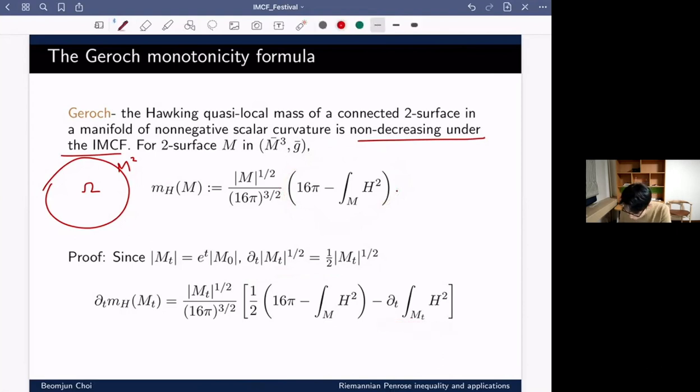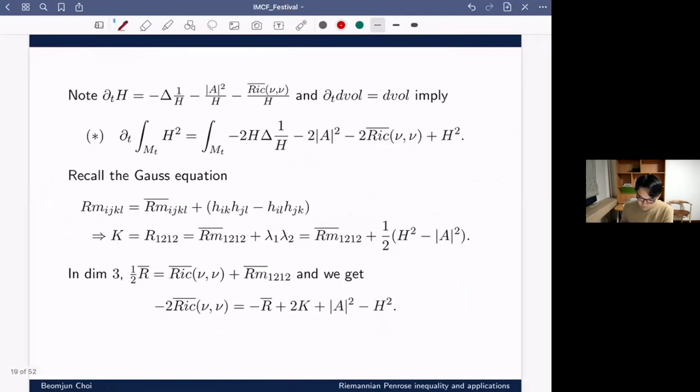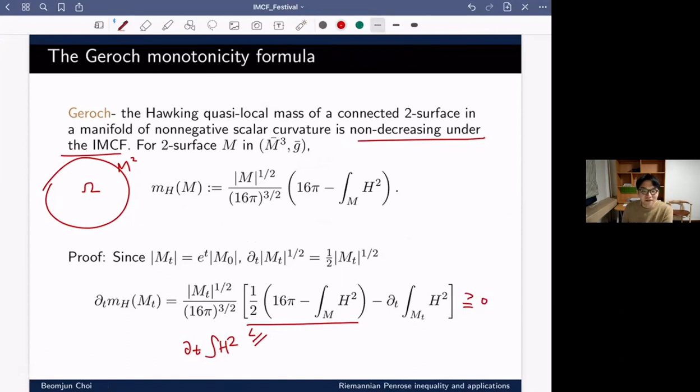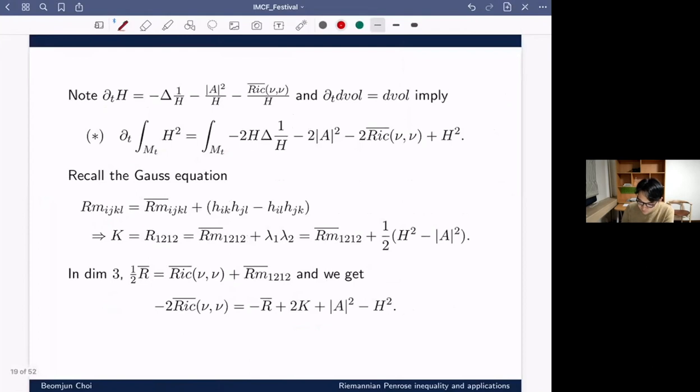So our goal, since we want to show it's non-negative, we want to show the derivative of the integral of H squared is less than this term here. So let me compute the derivative of the integral of H squared. Then we want to first compute the evolution of mean curvature, which I just give you here. It's actually very similar to the stability operator for minimal surfaces, because it's like the first variation of H, which is the second variation of area. And we also know what is the derivative of the volume form.